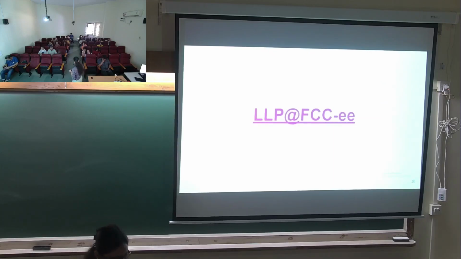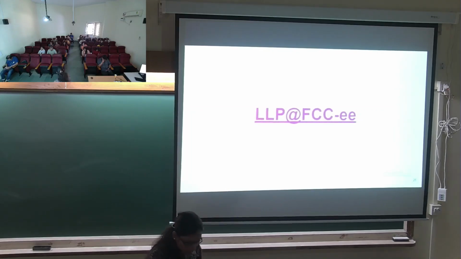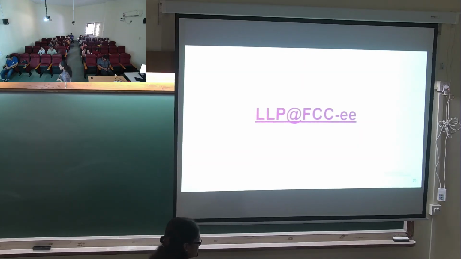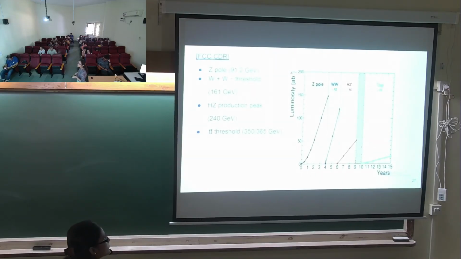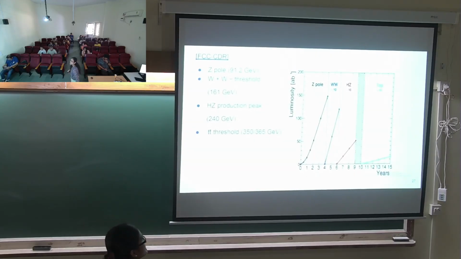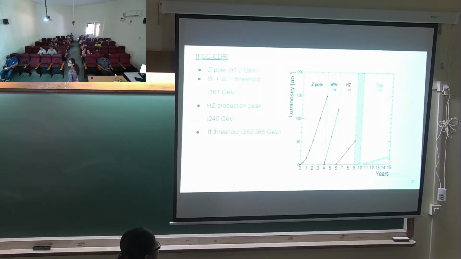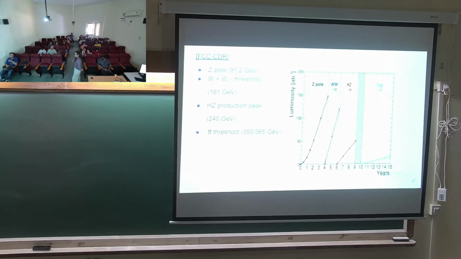So now I will discuss how the FCC-ee can give us any additional probe to detect the LLPs. Since we are entering a high precision era, probably the next collider would be the lepton collider. FCC is supposed to operate at 4 center of mass energies: the Z pole at 91.2 GeV, W plus W minus threshold at 161 GeV, ZH production at 240 GeV, and t tbar threshold at 350 or 365 GeV. And this is the luminosity reach over years, and the Z pole is expected to get 150 ab^-1 after running for 4 years.